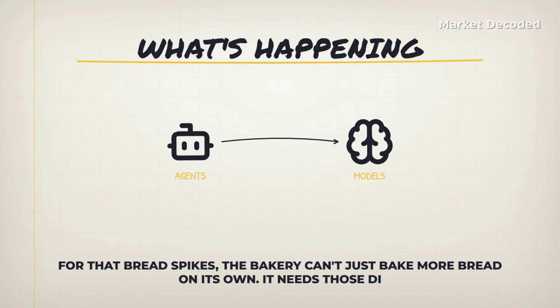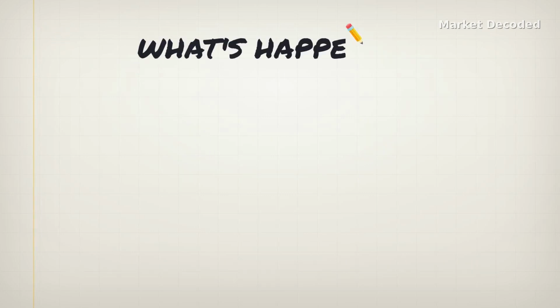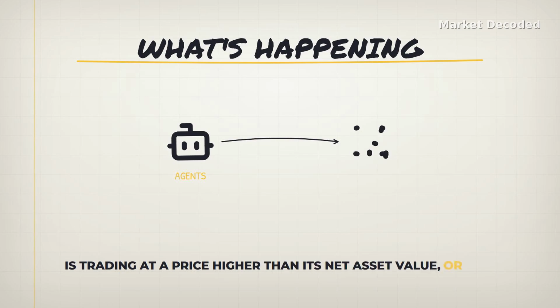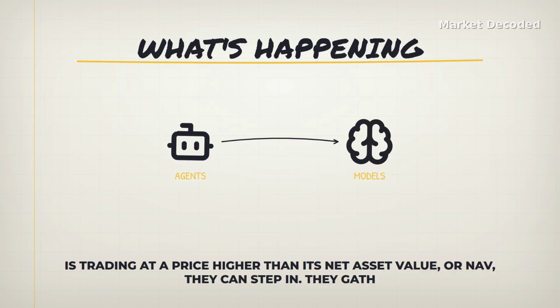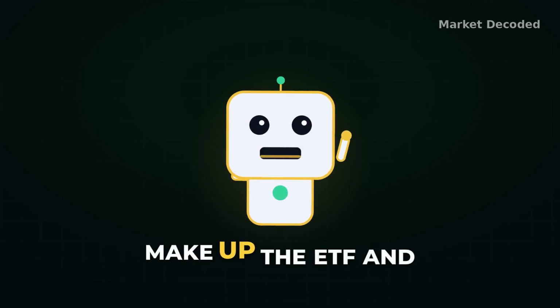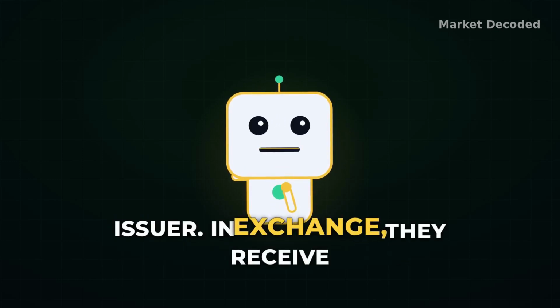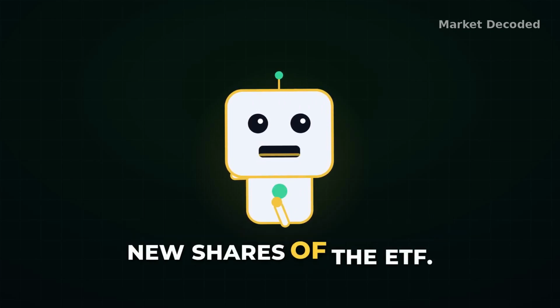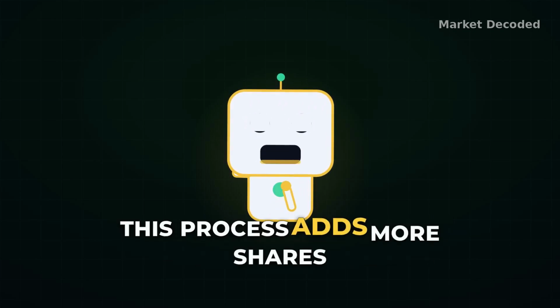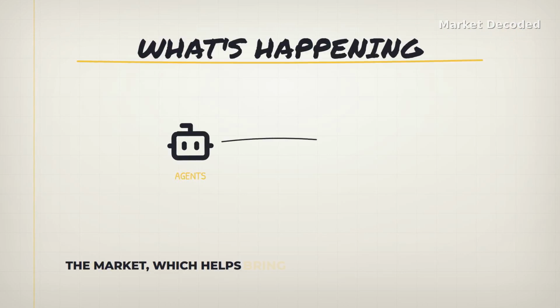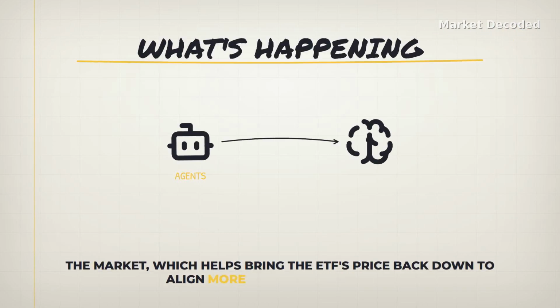When an authorized participant sees that an ETF is trading at a price higher than its net asset value, or NAV, they can step in. They gather the underlying assets, like stocks or bonds, that make up the ETF and deliver them to the ETF issuer. In exchange, they receive new shares of the ETF. This process adds more shares into the market, which helps bring the ETF's price back down to align more closely with its NAV. And here's the surprising part.